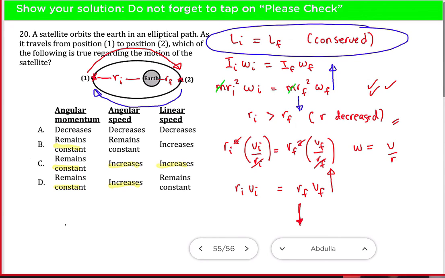Alright, so if none, then I need you to proceed with the rest of the task. You have 12 minutes to complete the answer to slide 56. Do not forget to tap on please check and write your solution.